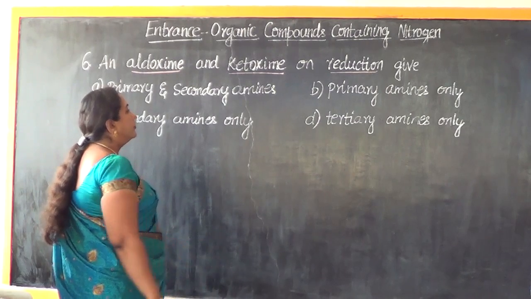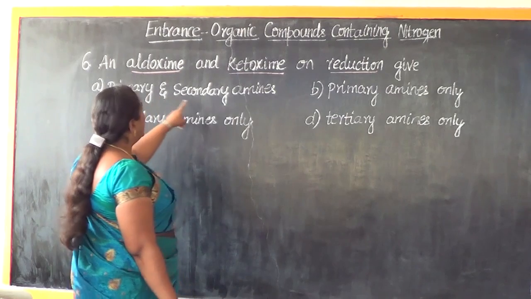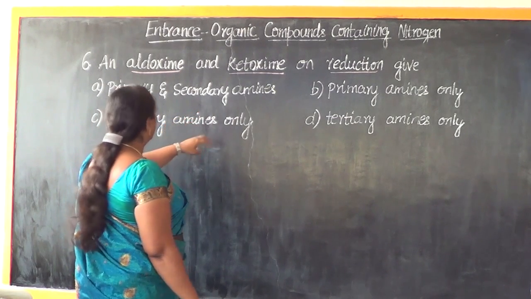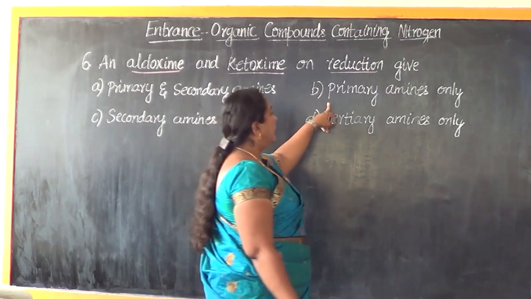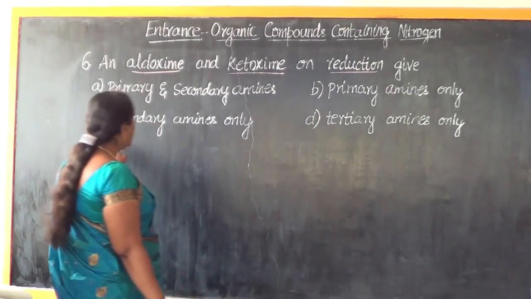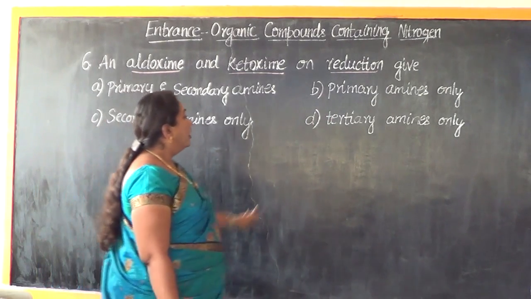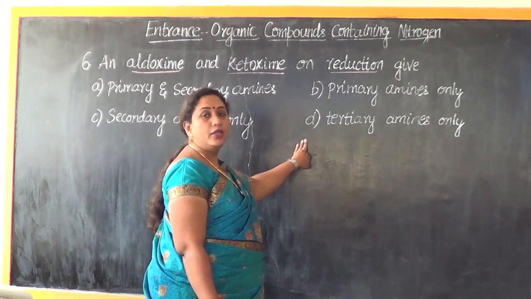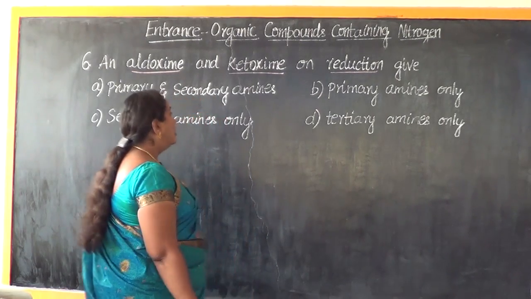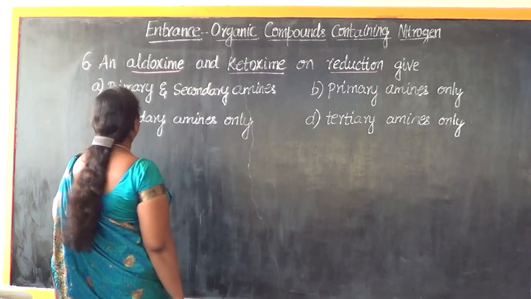Let us see the different options. Is it going to give a mixture of primary amines and secondary amines? Then, is it going to yield option B, primary amines only? Option C, is it going to give secondary amines only? And option D, tertiary amines only. So, let us look into the question once again and understand in a little deeper manner.